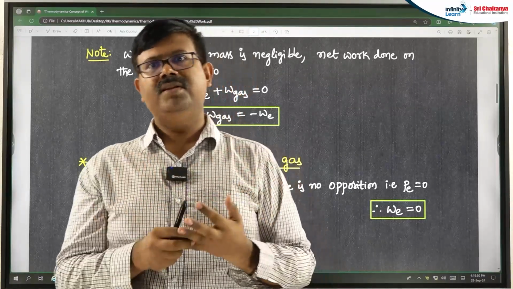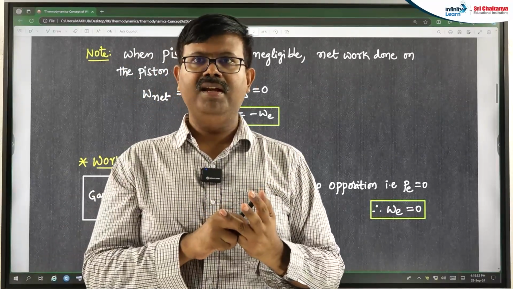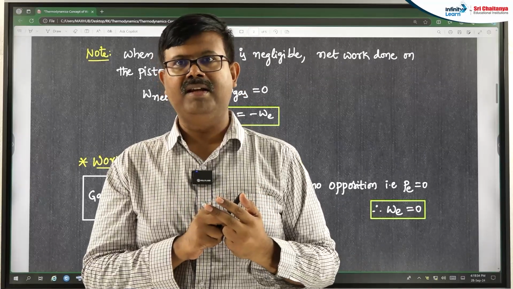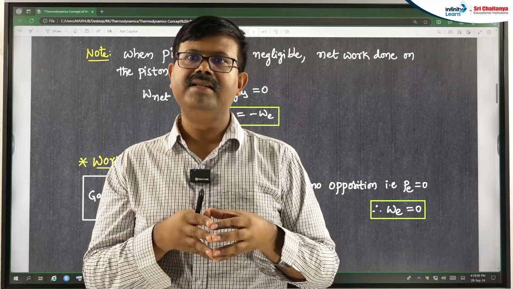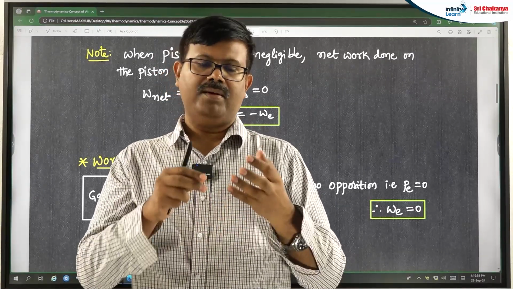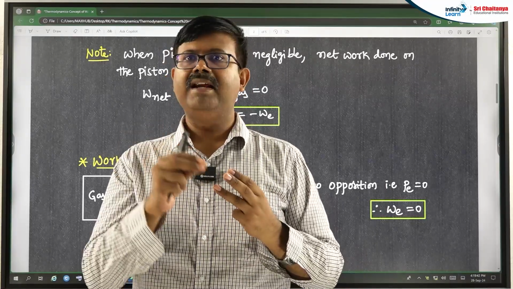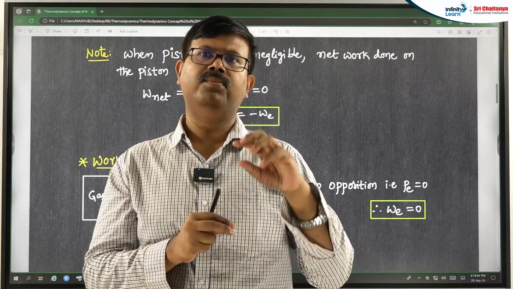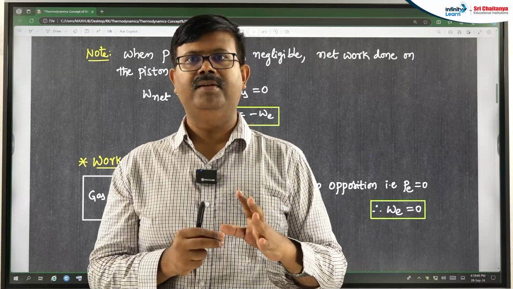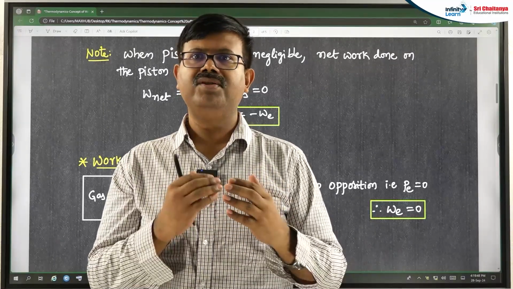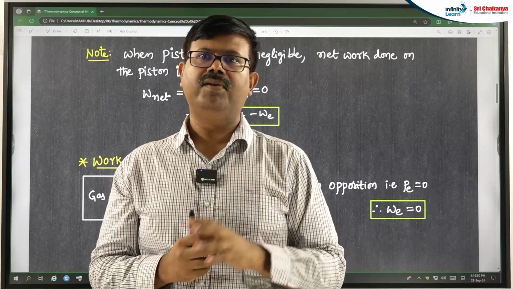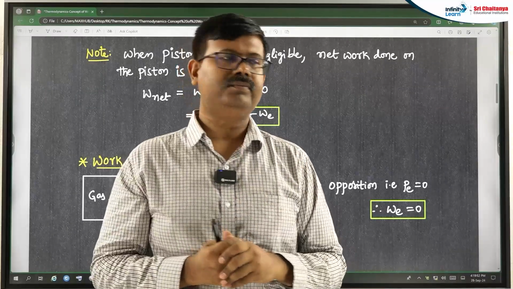And what are the energies we consider? Potential energy mgh and kinetic energy half mv square. But since the mass is negligible, the potential energy mgh as well as the kinetic energy half mv square both will become 0 here. So the total change in energy will be 0 for the piston.